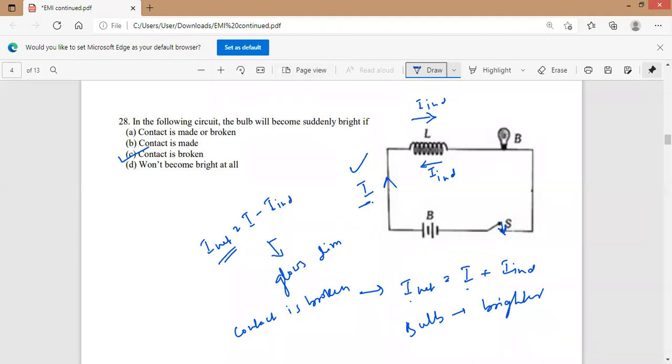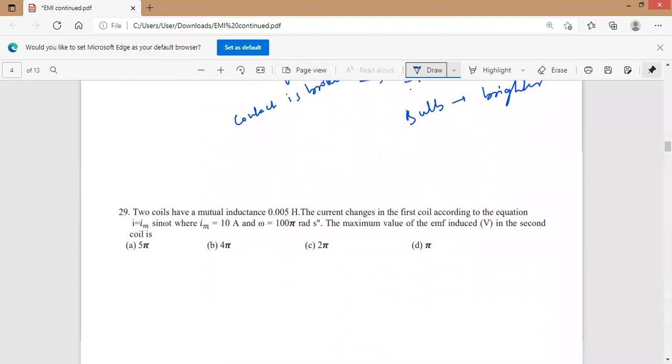But when the circuit is broken, the current in the circuit starts to decrease. Now the EMF induced in the coil opposes this decrease in current. To oppose it, it will induce a current in the direction of the main current. As a result, the net current is more, hence the bulb glows brighter when the contact is broken. So option C is the correct answer.